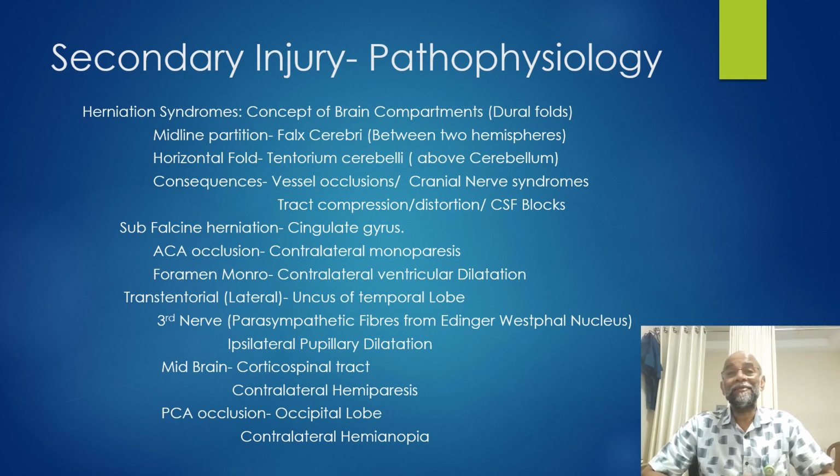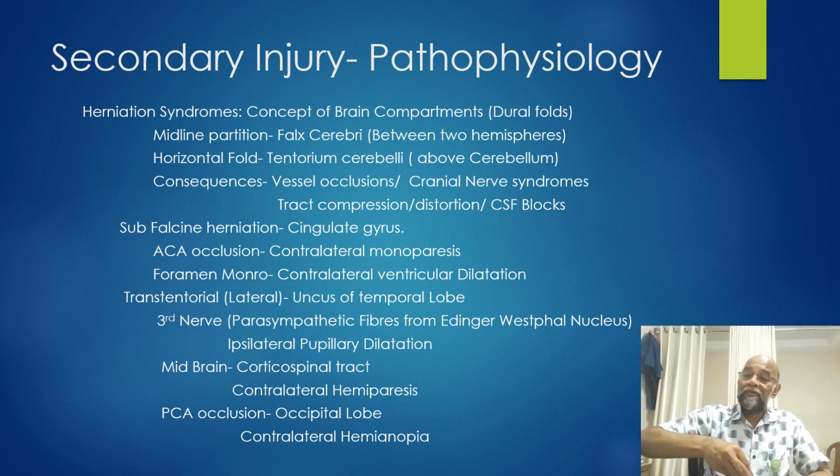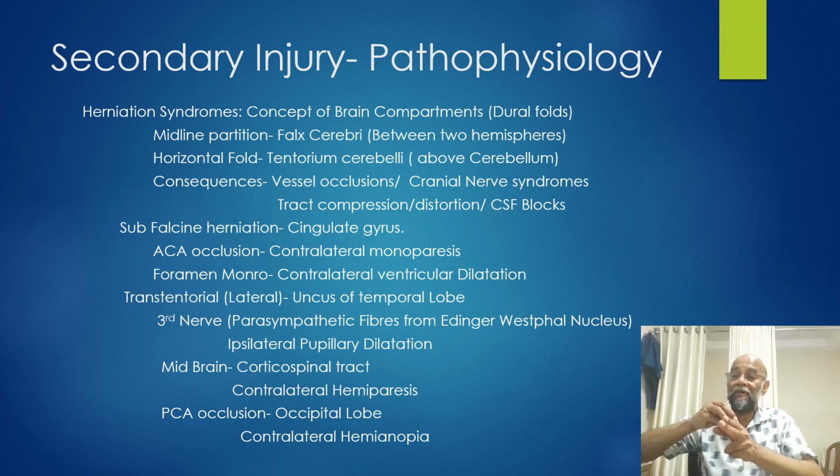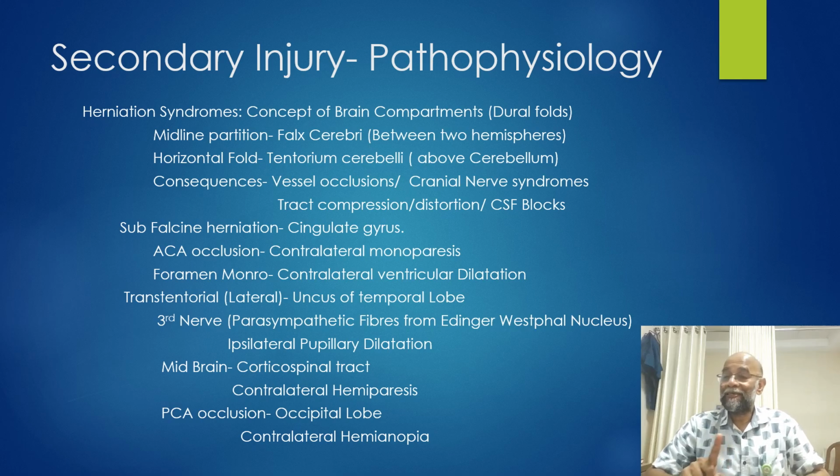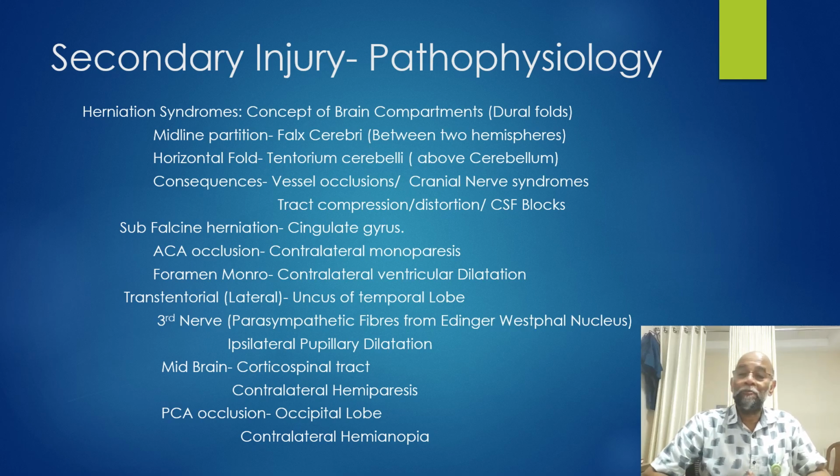Transtentorial lateral herniations produce certain classical syndromes. The part of the brain that herniates is the medialmost part of the temporal lobe, that is the uncus of the temporal lobe. When the uncus herniates down, it can press upon the third nerve, the oculomotor nerve. It supplies all the muscles of eye movement except for LR6 and SO4. Lateral rectus is supplied by the sixth, the superior oblique is supplied by the fourth.